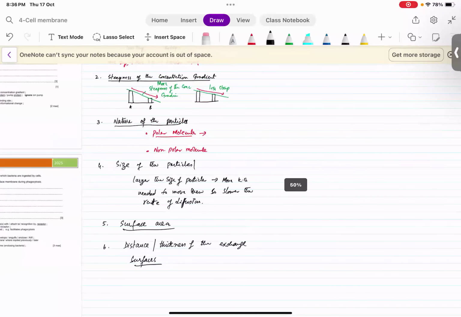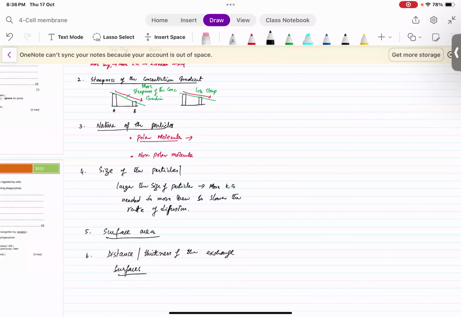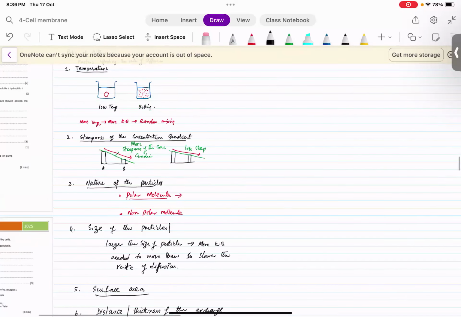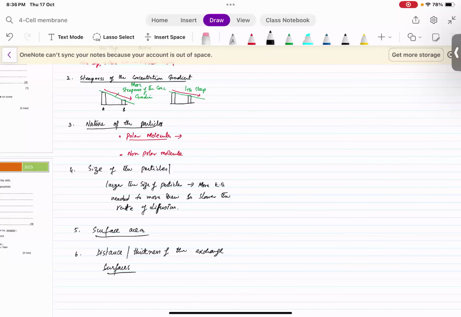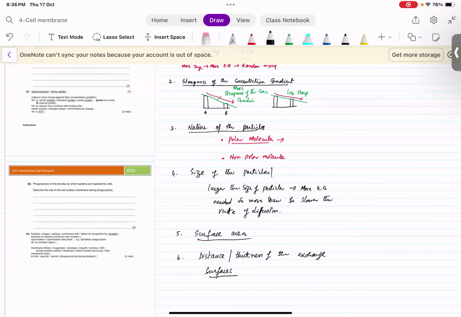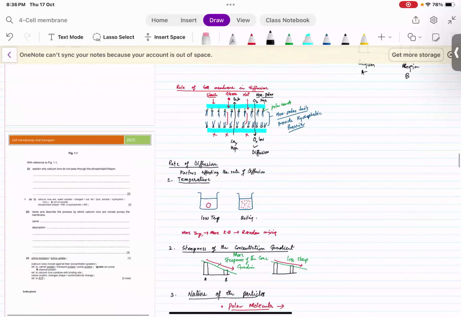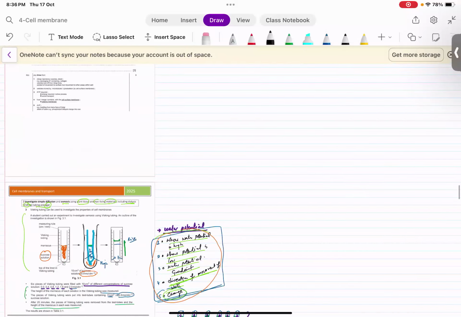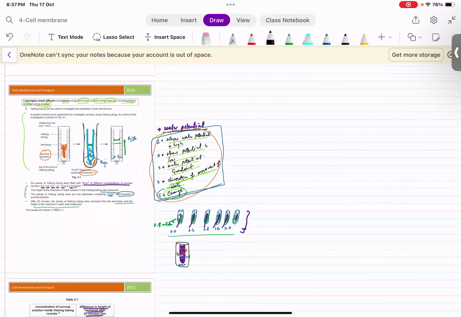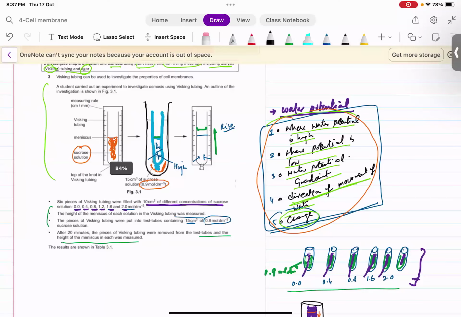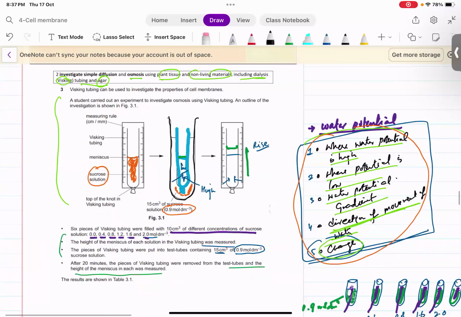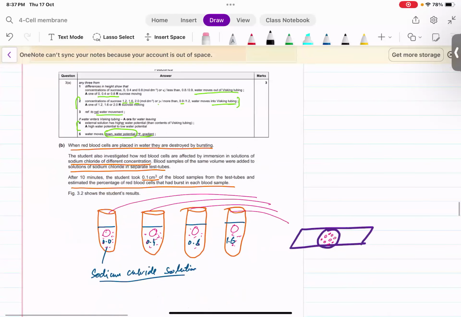We will have some investigations on the effect of these different factors on the rate of diffusion. You will have these investigations in your paper 3 in your practical classes, but we'll discuss their theory as well. Let's see some examples. Let's see if I can find a question on this.